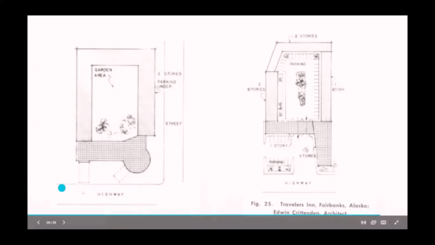So 2 stories. These are for 2 stories type of structure. So the parking is located under. Then these are the main highway. If your site is located on a corner lot, this is very strategic. So at the center is a garden area.